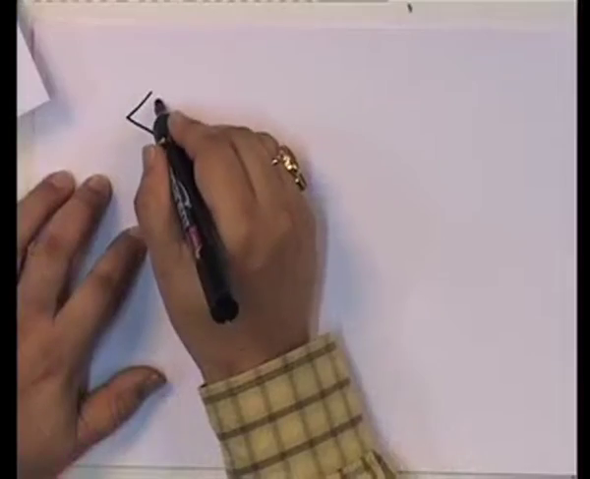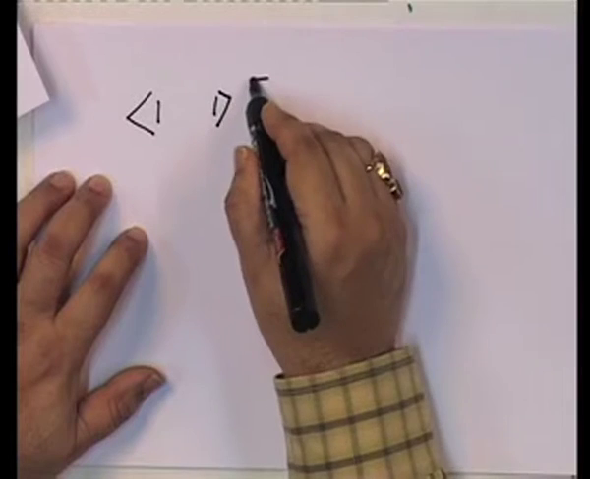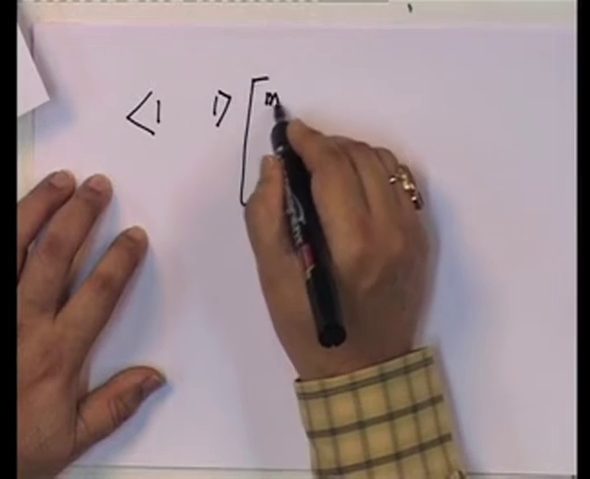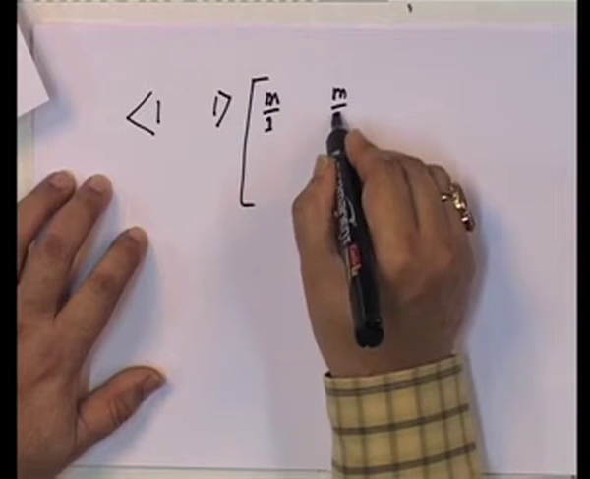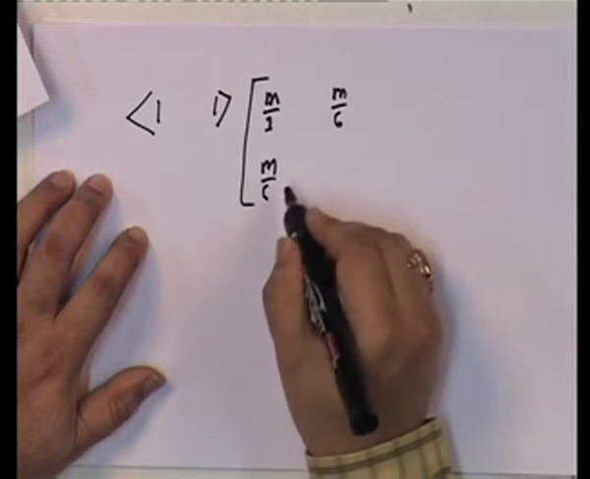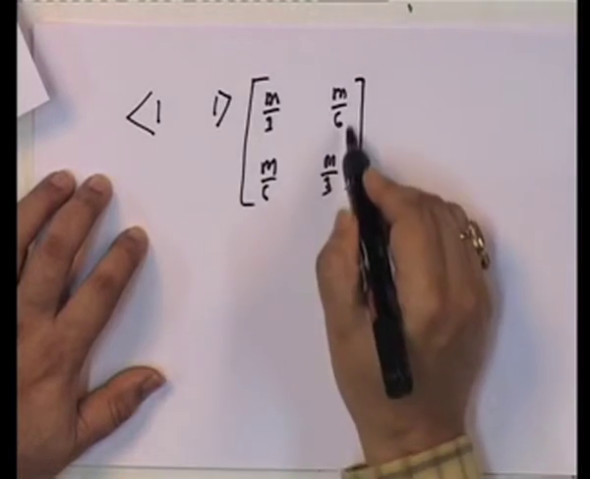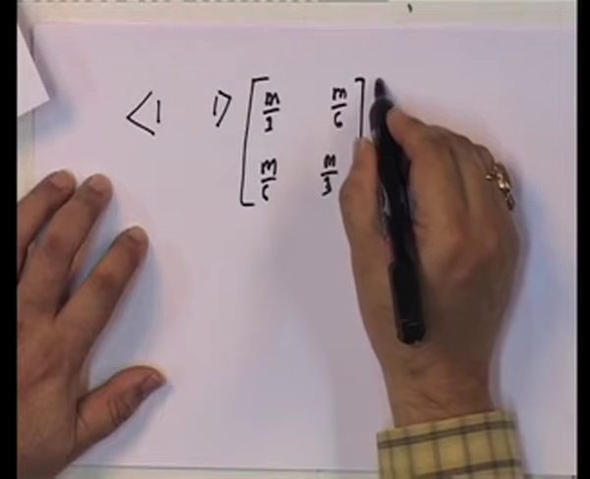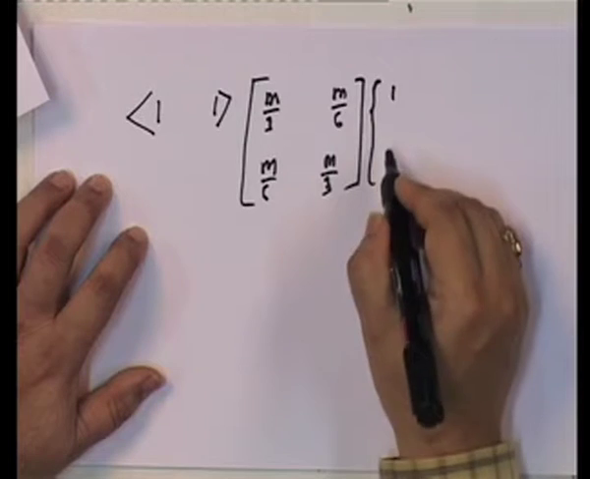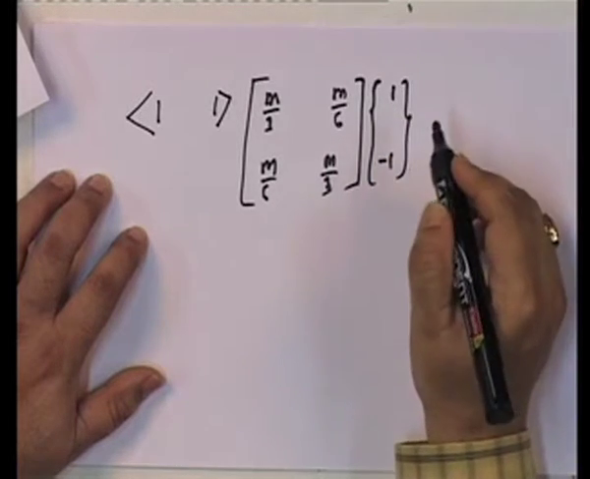I have got 1, 1 and 1, minus 1, and let us see if it is mass orthogonal and stiffness orthogonal. Well, they would be, because they are the same shape, but let us just go through the process. Phi 1 is equal to 1, 1. What is the mass matrix? The mass matrix is m by 3, m by 6, m by 6, m by 3, and phi 2. So it is phi 1 transpose m phi 2. Phi 2 is 1, minus 1. Let us see what happens.